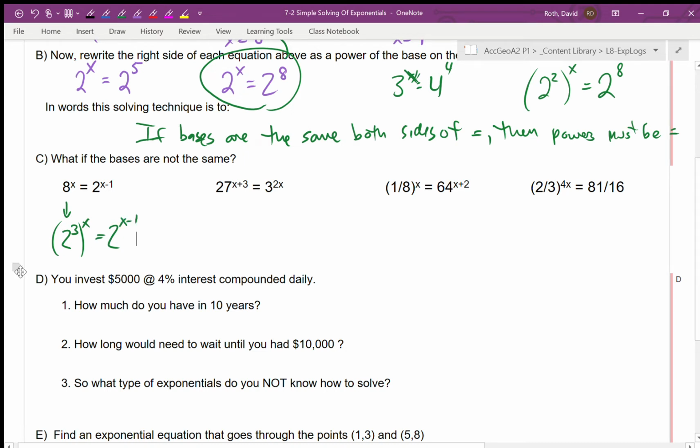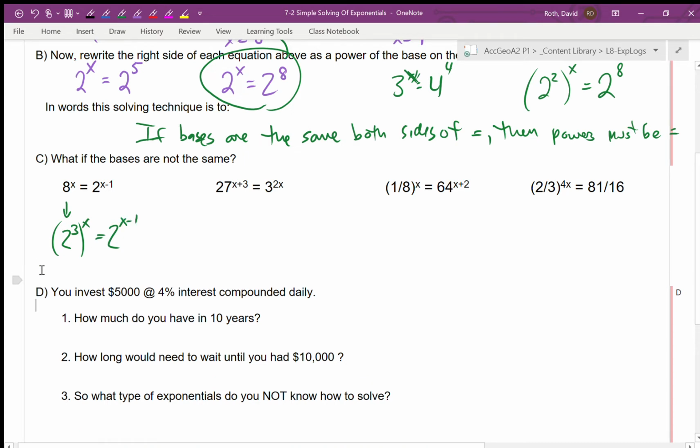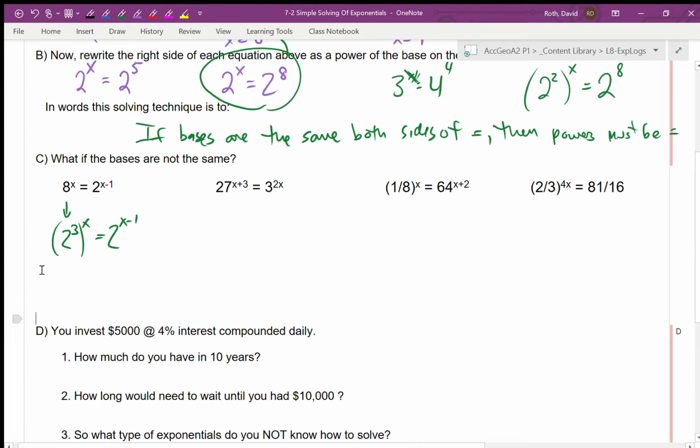Oh wait, I'm going to add some more space here. I think it'll be helpful for the rest of these. There, now I got more room. Power to a power rule would say, 3 times x then would have to be equal to x minus 1. Oh, I can solve that problem. That's not that bad to solve. So 2x equals -1 and x equals -1/2. And that should be it.